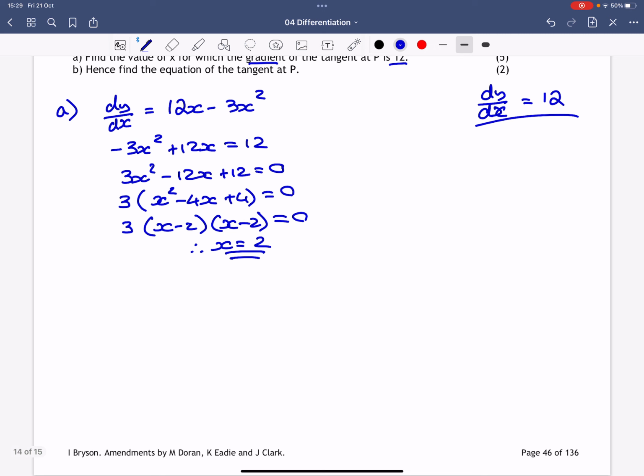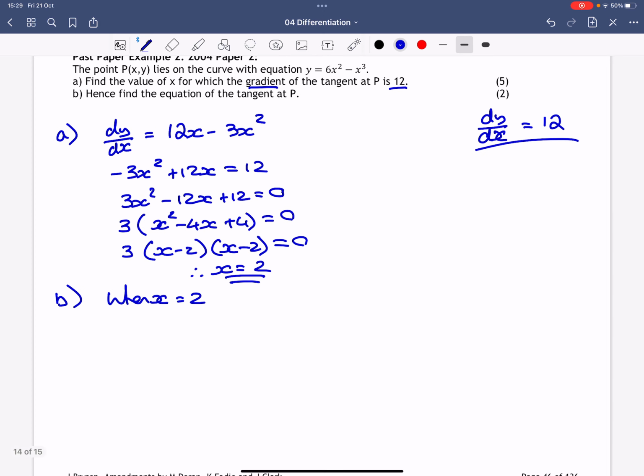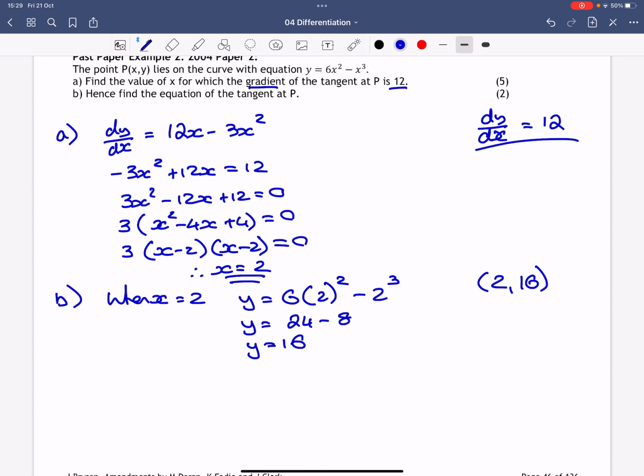Part B, it says, hence find the equation of the tangent. So when x is equal to 2, I want to sub that into the original equation to get the corresponding y value. So I'm going to get y is equal to 6 times 2 squared minus 2 cubed. So it's going to be 24 take away 8, which is 16. So I've got a coordinate of (2, 16).